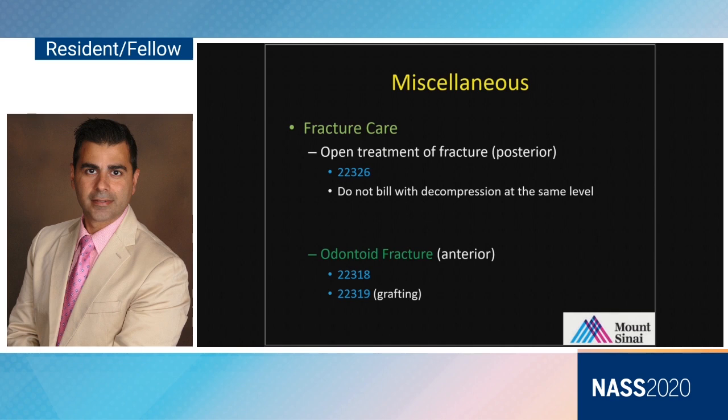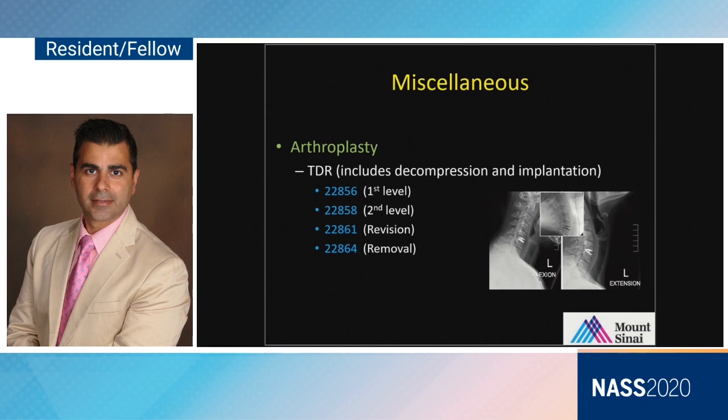Odontoid fractures are unique to the cervical spine, and their codes are 22318 and 319, and this is for an anterior odontoid screw fixation. The 319 code includes an anterior bone grafting procedure for the defect caused by the fracture.